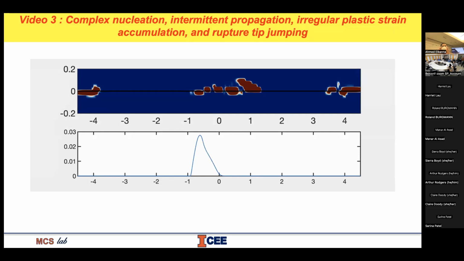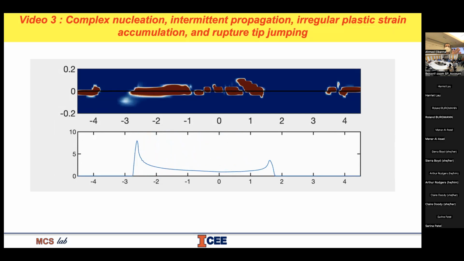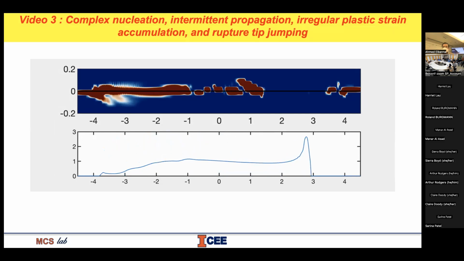And eventually the rupture would be energetic enough to rupture through and continue propagating once it finds the right stress conditions. So this is a single event that tries to nucleate, and then it gets arrested, tries to nucleate again and gets arrested because of this accumulation of the plasticity in front of the rupture tip.